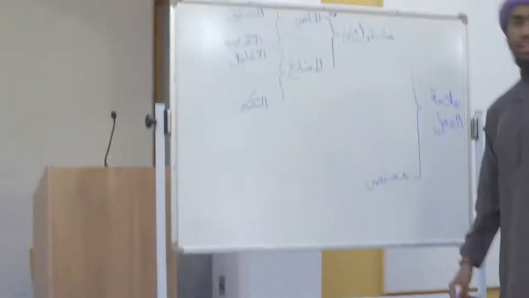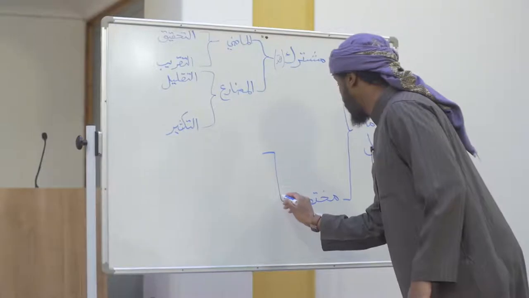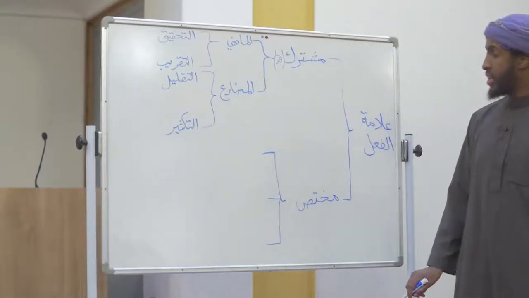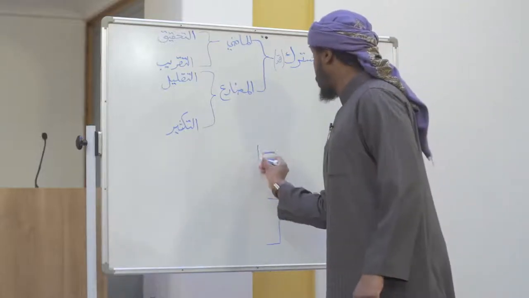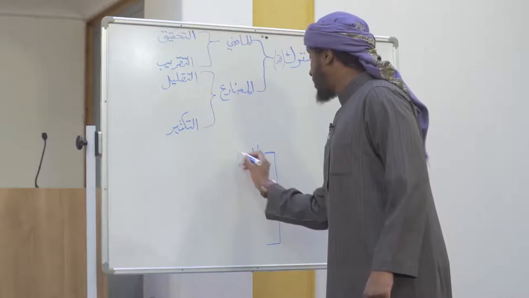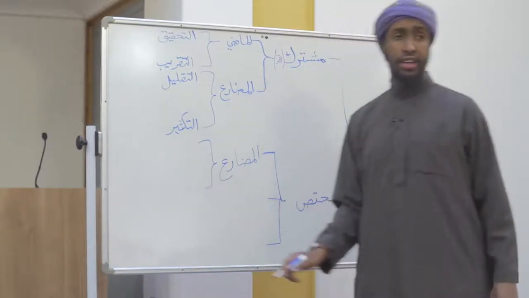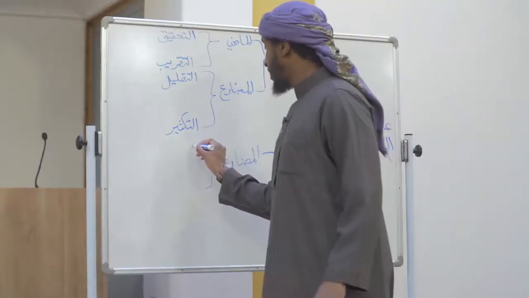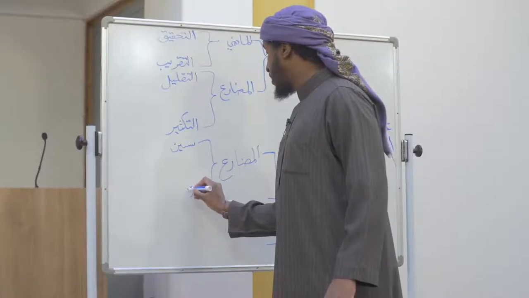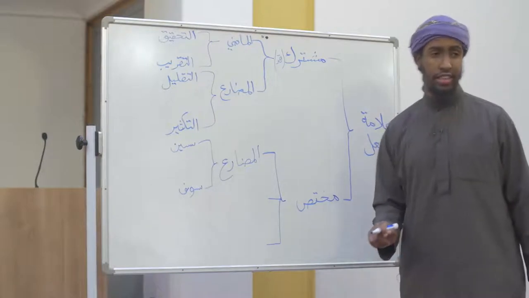What does mukhtash mean? It means specific. What is specific to each one? The signs that the author has mentioned for the mudari', two of them are only specific to the mudari'. They are the seen and the sofa. Seen and sofa are specific to the mudari'. They only enter into the mudari'.